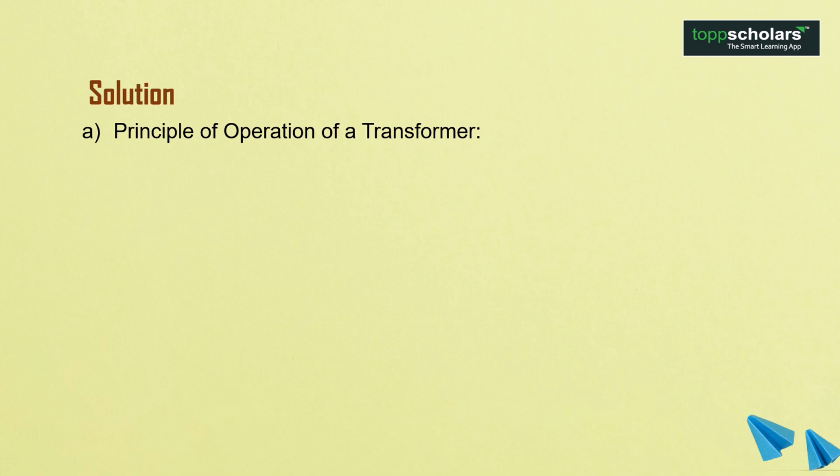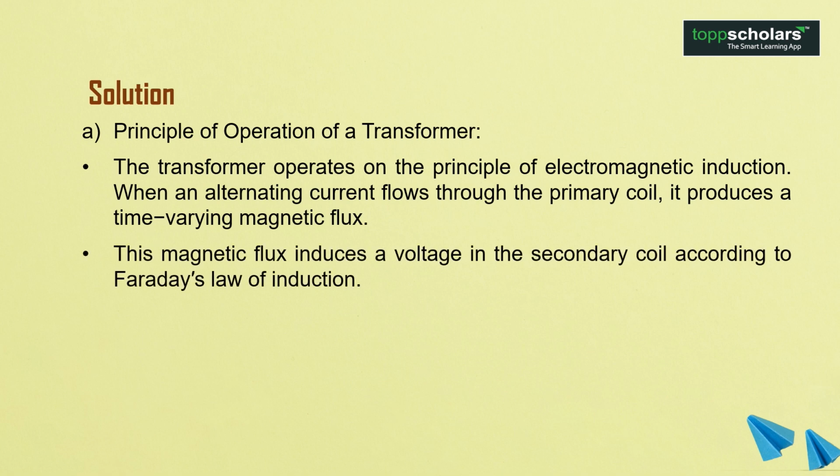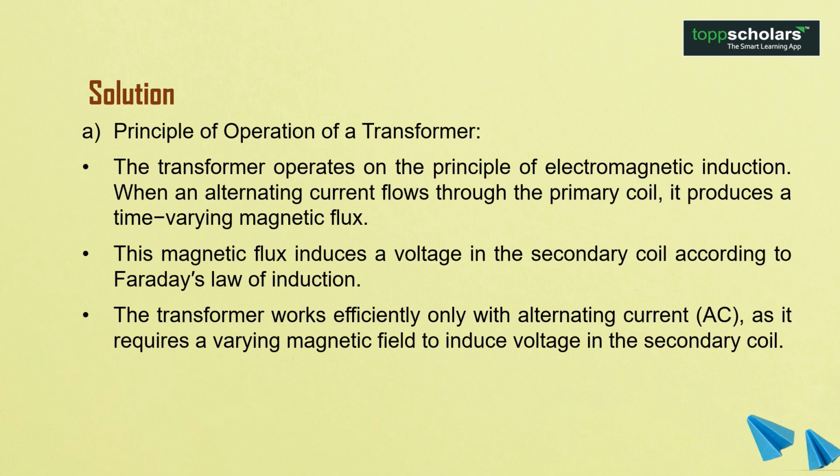So the answer to the first question, let's talk about the principle of operation of a transformer. The transformer operates on the principle of electromagnetic induction. When an alternating current flows through the primary coil, it produces a time-varying magnetic flux. This magnetic flux induces a voltage in the secondary coil according to Faraday's law of induction. The transformer works efficiently only with alternating current, that is AC, as it requires a varying magnetic field to induce voltage in the secondary coil.